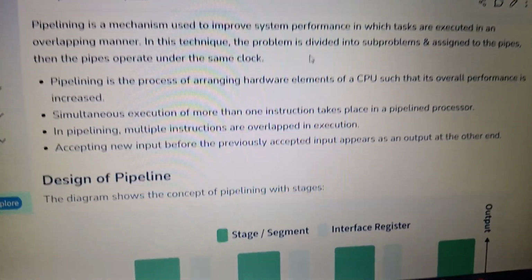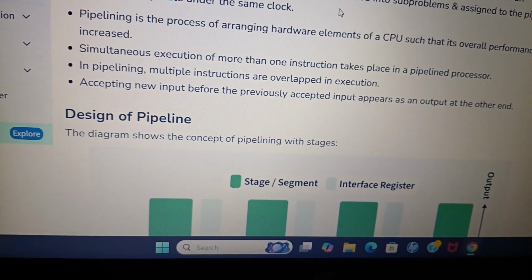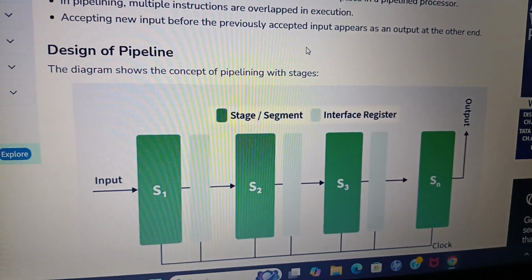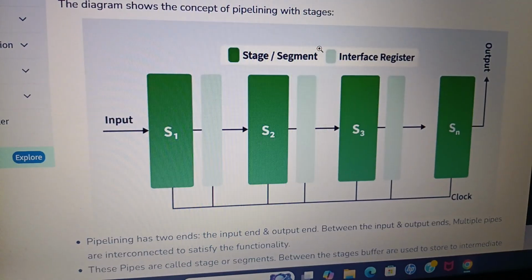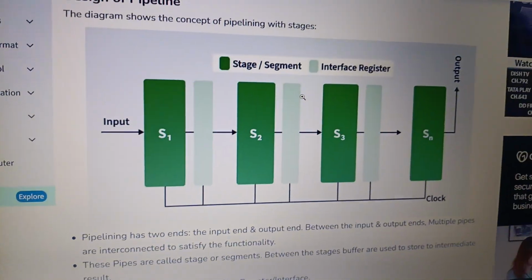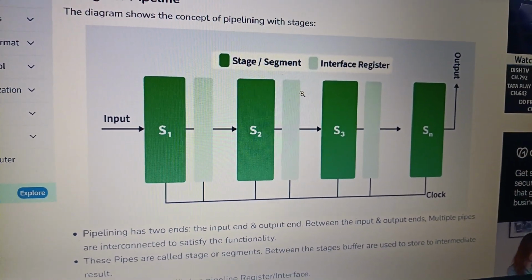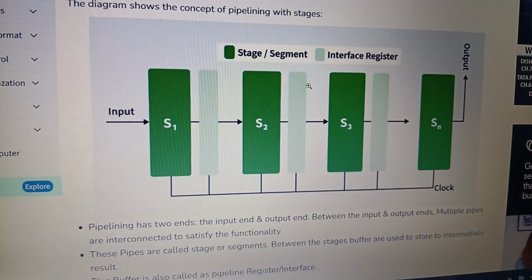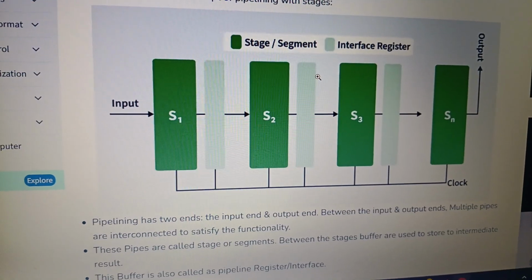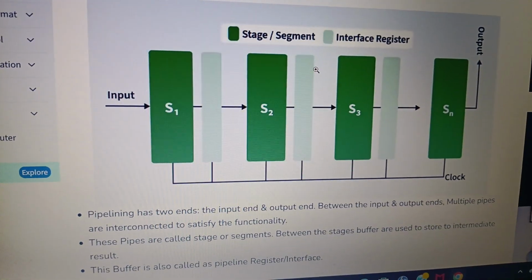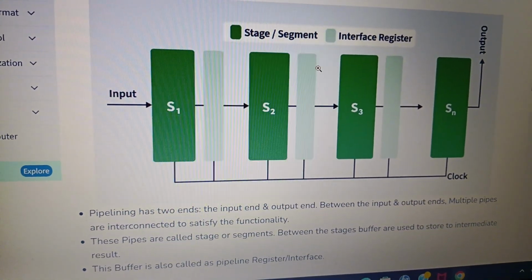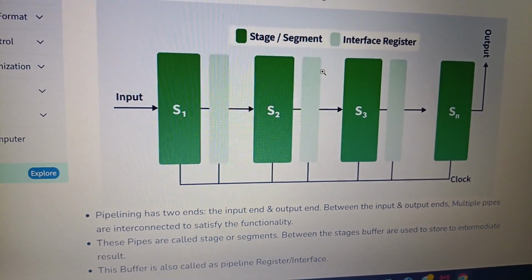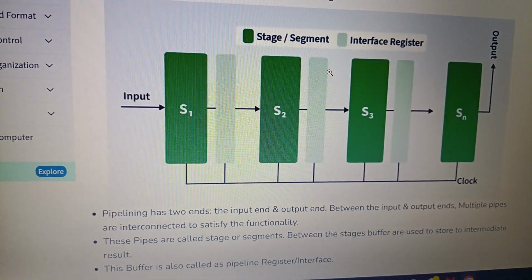Design of pipeline. The diagram shows the concept of pipelining with multiple stages. Pipelining has two ends, that is input and output end. Between the input and output end, multiple pipes are interconnected to satisfy the functionality. These pipes are called stages or segments. Between the stages, buffers are used to store the intermediate result. This buffer is also called the pipeline or register interface.